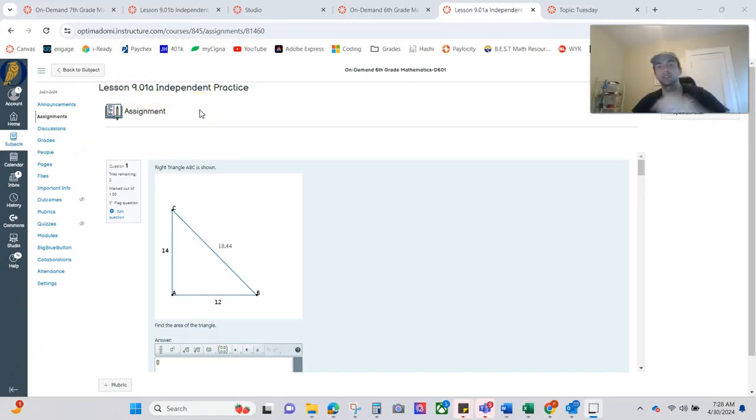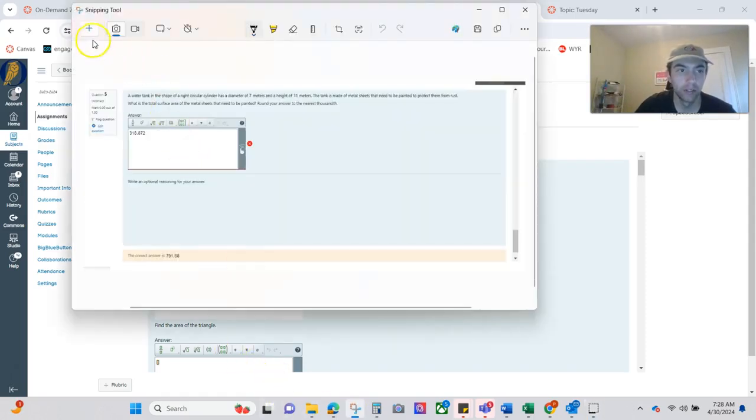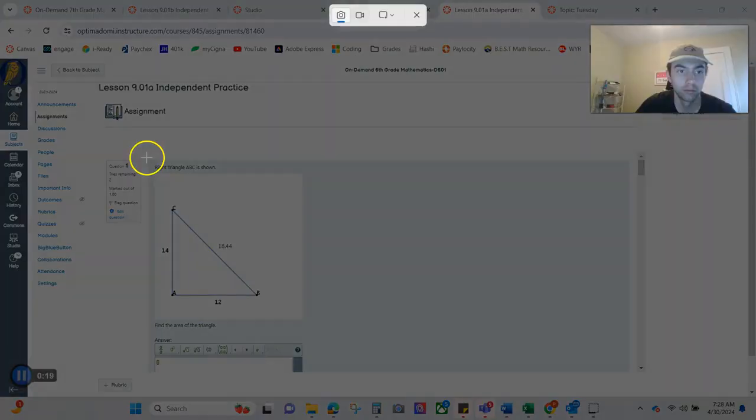9.01a independent practice. Area of triangles. Let's jump right in, y'all. Question 1. A right triangle is shown. Find the area of said triangle.